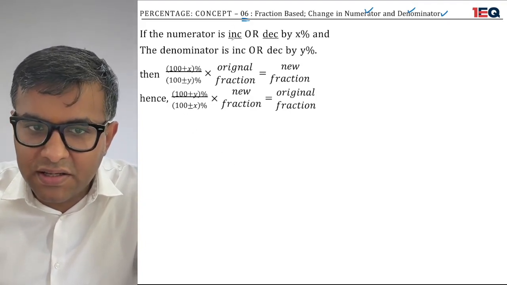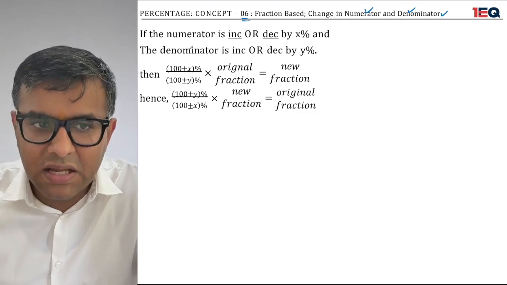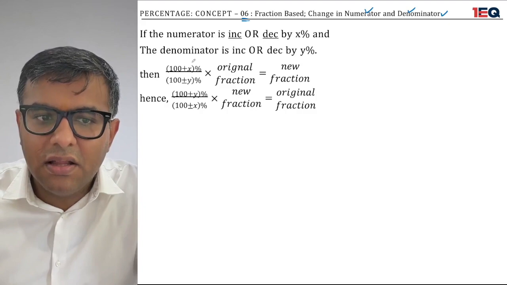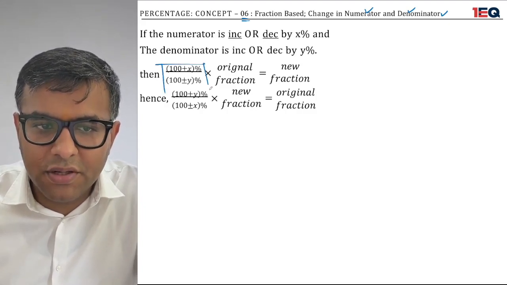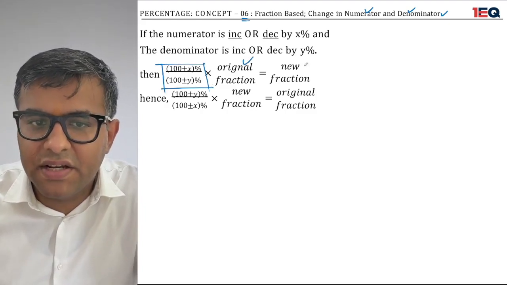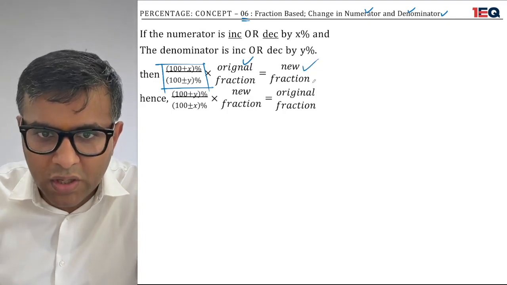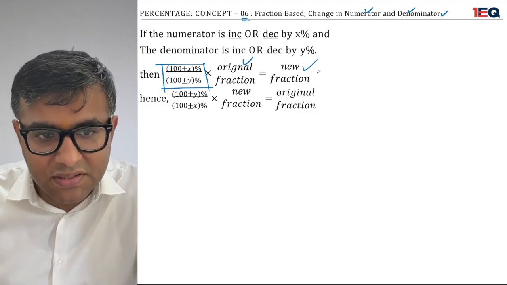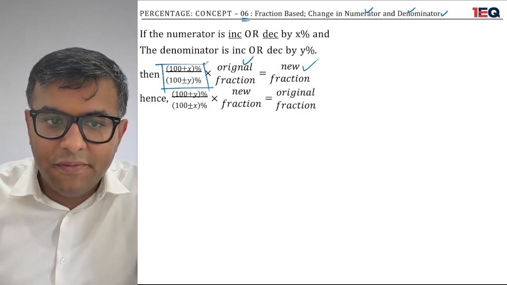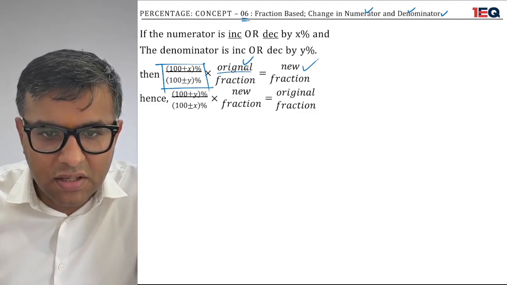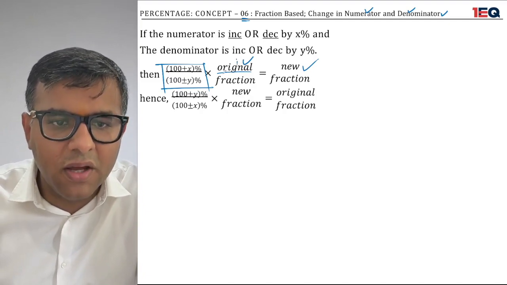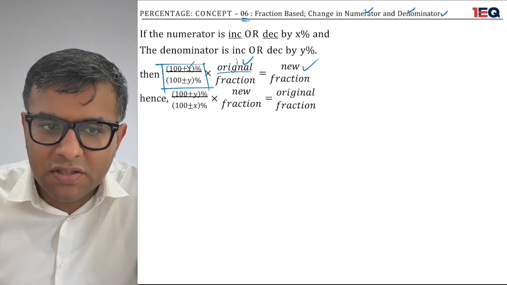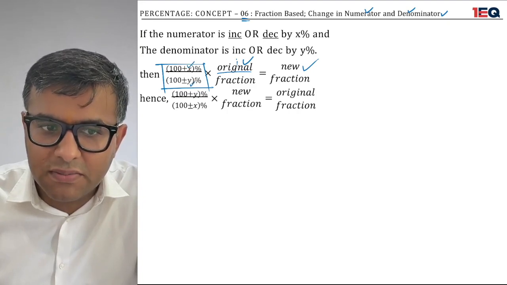If the numerator is increased or decreased by some x percent, and the denominator is increased or decreased by some y percent, then this is the operation which needs to be done on the original fraction to achieve the new fraction. Okay, if you're a formula person, do remember it. If you're not a formula person, it's completely fine. In the original one, when we're talking about the numerator, it talks about x. When we're talking about the denominator, it talks about y.